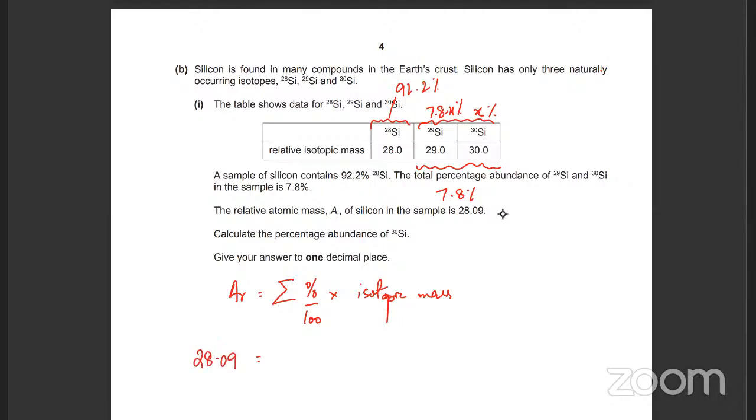The mass 28 has 92.2%, so that's 92.2 over 100 into 28, plus this is 7.8 minus X, so 7.8 minus X divided by 100 into 29. And the last one is X% over 100 into 30. And you just have to solve for X. That's the only thing that you have to do now. Is that clear? Yes, sir.